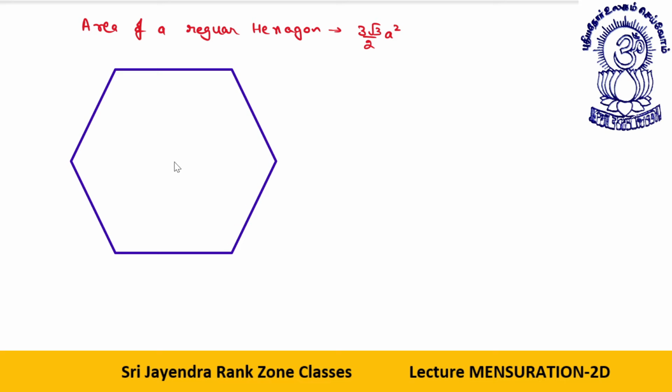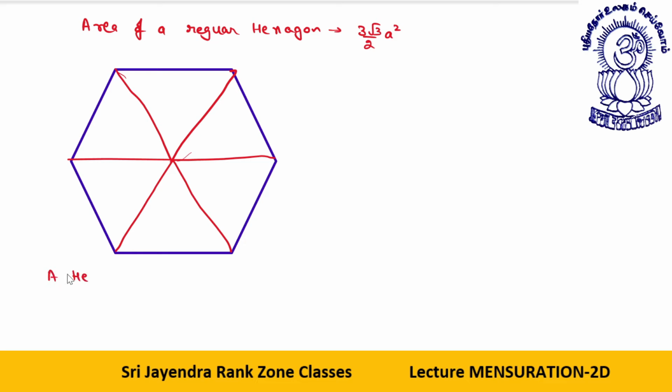How come it's easy? See, if I take the center of this figure, I join this line, I join this line, I join these 2 points, I join these 2 points. Okay, so what do we have? A regular hexagon has six equilateral triangles.